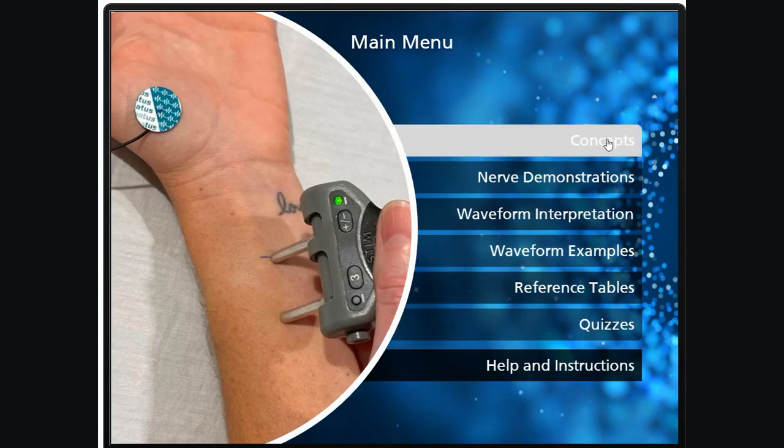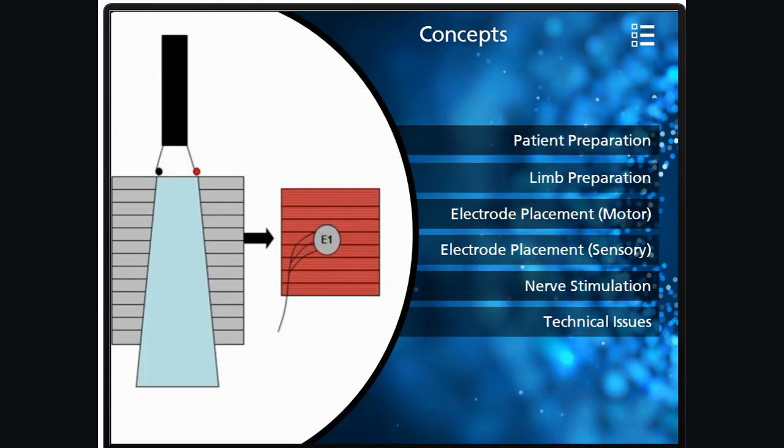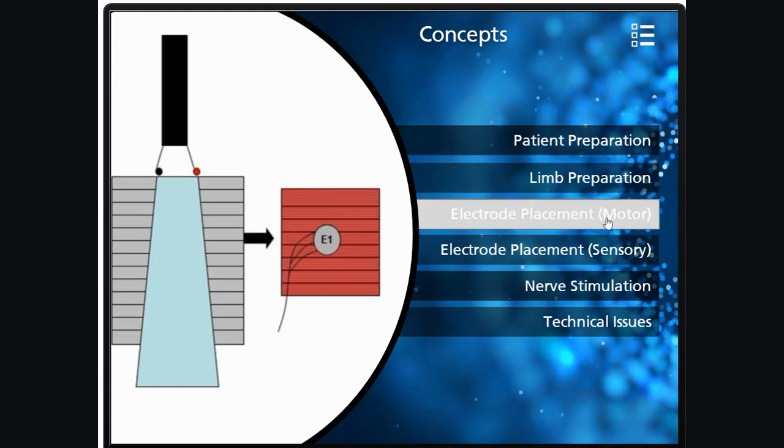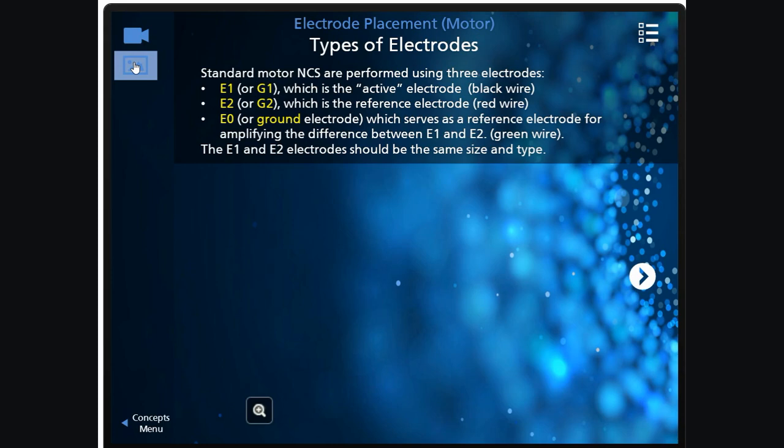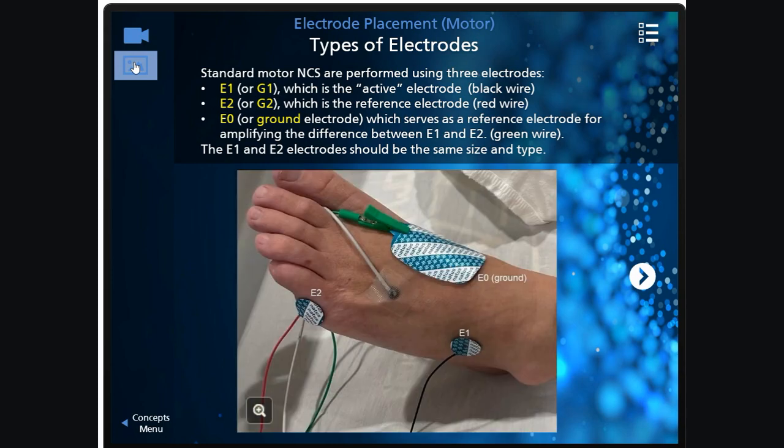When you go into the concepts, this section really focuses on general concepts pertaining to most types of nerve conduction studies. And you can see that there are concepts related to preparation of the patient, placement of the electrode, and nerve stimulation. And if we go into each section, there's both textual and image descriptions related to that topic.